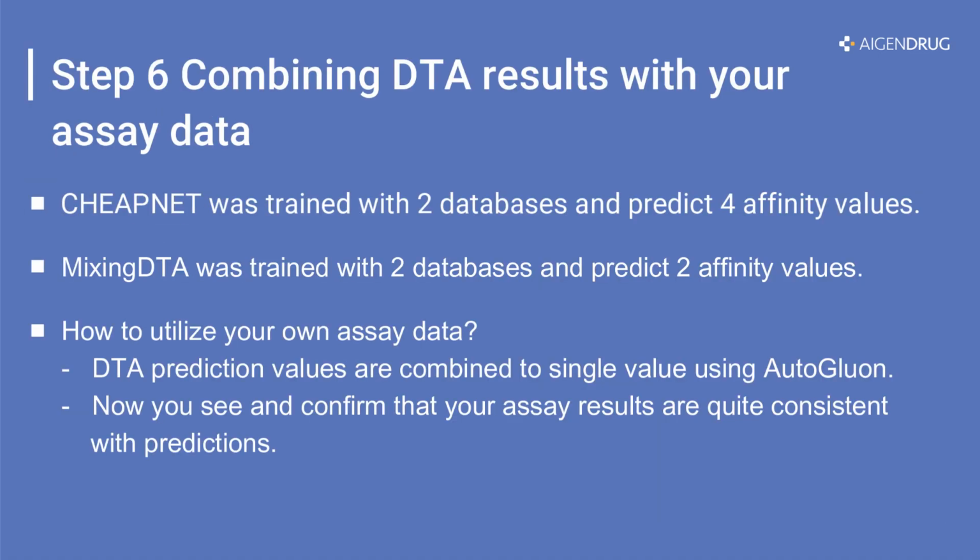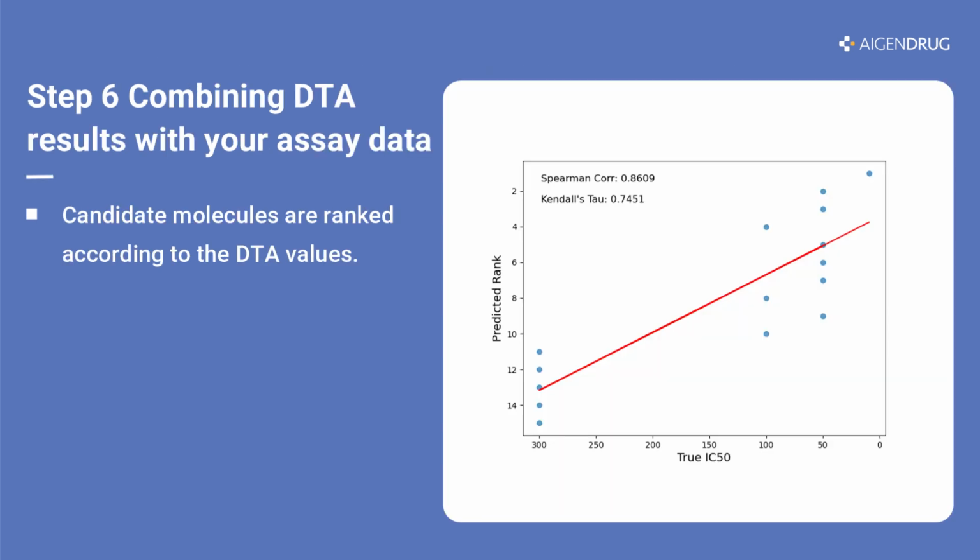Now it is very important to test DTA results using your assay data, because CheapNet and Mixing DTA are trained using databases in the public domain. We combined 6 DTA prediction values from CheapNet and Mixing DTA into one DTA prediction value using AutoGluon. Now, candidate molecules are ranked according to the DTA values. As shown, DTA prediction values are highly correlated with your assay data.